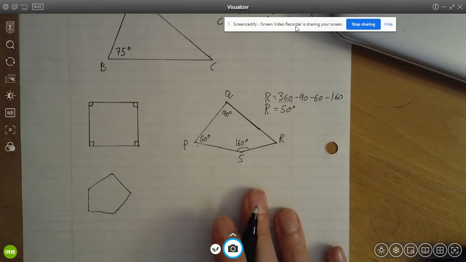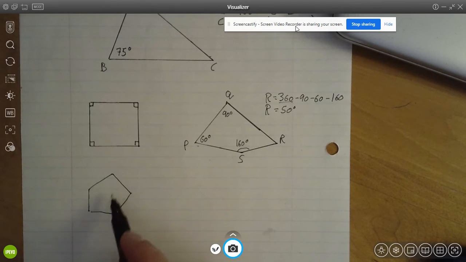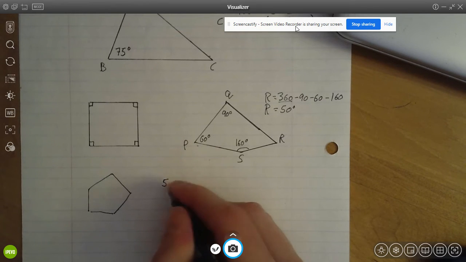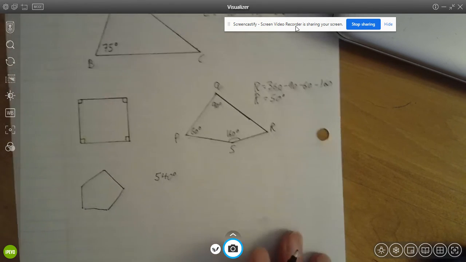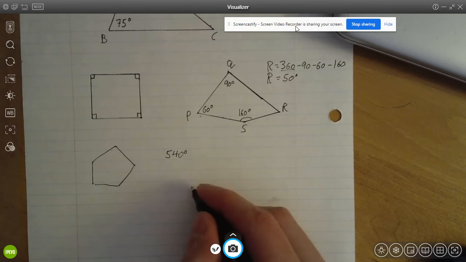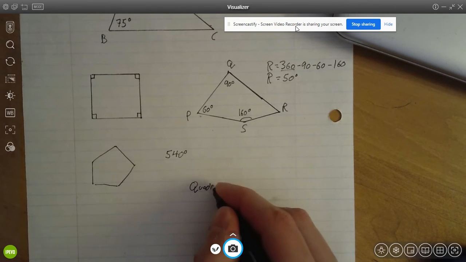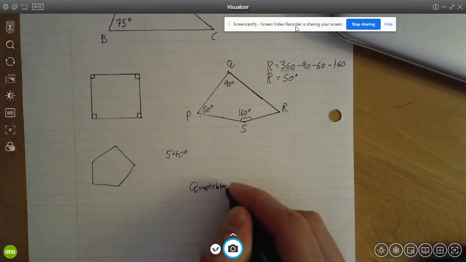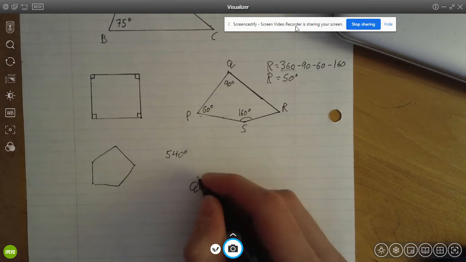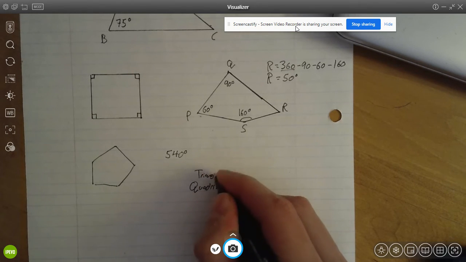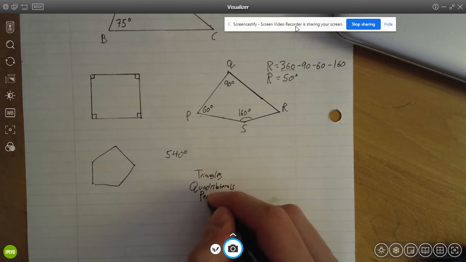Okay, let's keep going. We've got triangles and quadrilaterals. The next one is a pentagon, and the interior angles of a pentagon, any pentagon, are going to add up to 540 degrees. So we've done quadrilaterals, triangles, and now pentagons.